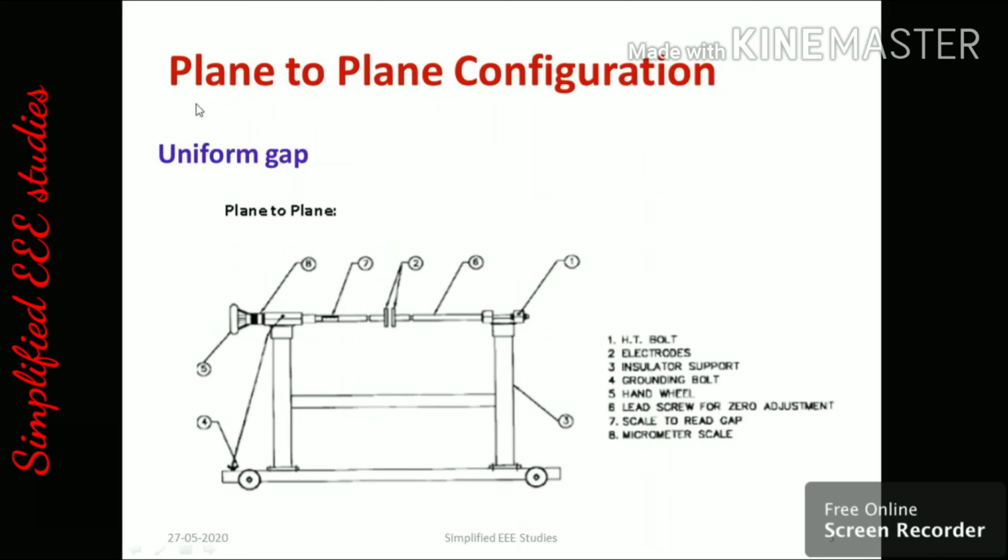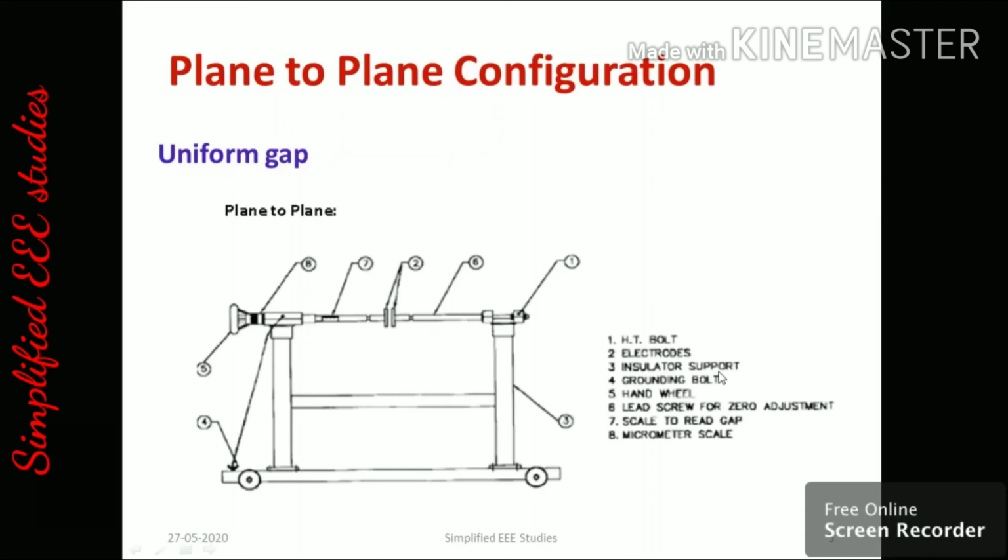Now let us discuss plane to plane configuration. The plane to plane configuration maintains a uniform gap. That's the first peculiarity. So you can observe the diagram related to plane to plane configuration. Now let us familiarize ourselves with the individual segments of the plane to plane configuration. Let us talk about the HT bolt. HT means high tension. This is the HT bolt. Similarly, the second one is the electrodes. That means one plane electrode is available, and another plane electrode is available over there. It maintains a suitable distance. Spacing can be adjusted.